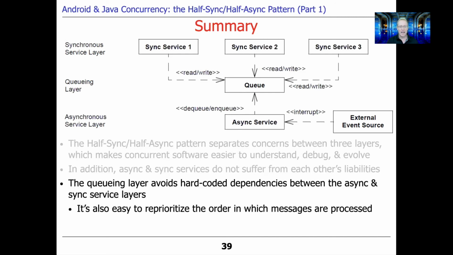And having a queuing layer allows you to decouple the relationships and the different mechanisms that are used by the synchronous and asynchronous services. Another reason why the queuing layer is helpful is it allows you to do things like reprioritize the order in which incoming events or incoming messages are processed by the synchronous services, because you can rearrange them and reprioritize them in the queuing layer.